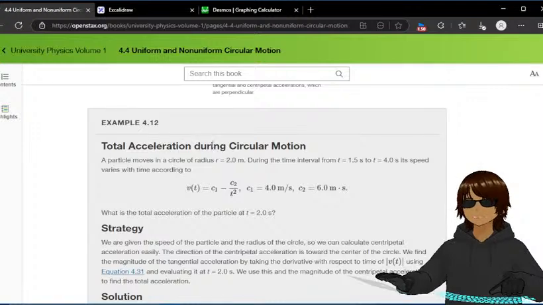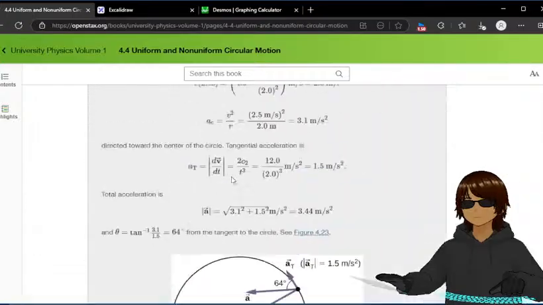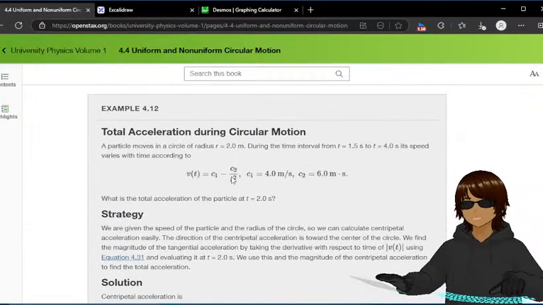Total acceleration during circular motion. A particle moves in a circle of radius 2 during the time interval t equals 1.5 to t equals 4. Its speed varies with time according to this. What is the total acceleration of the particle at t equals 2 seconds?